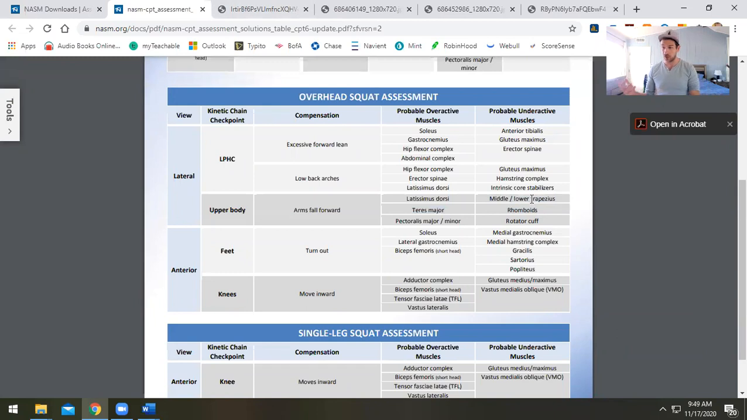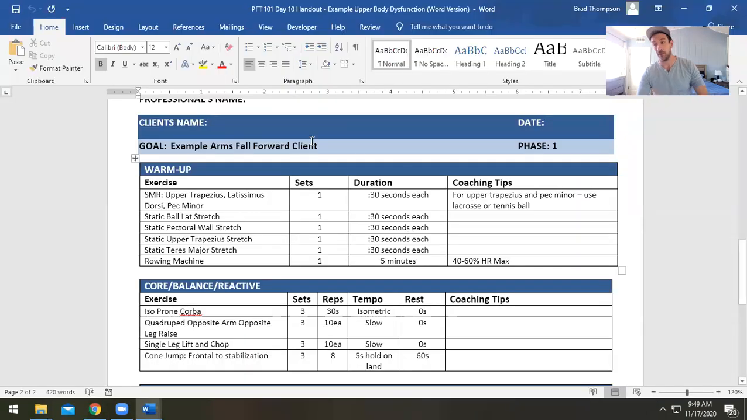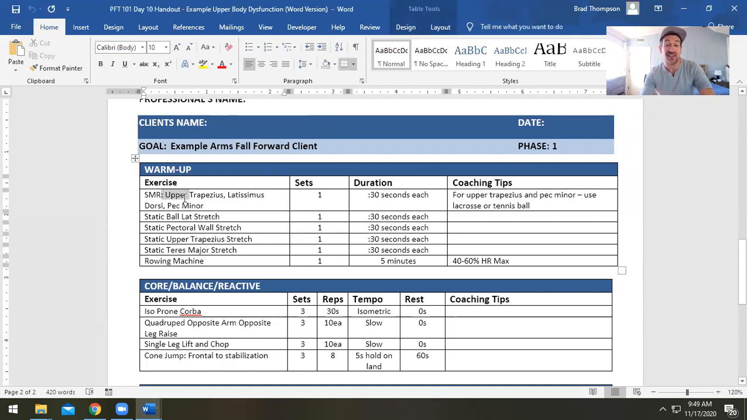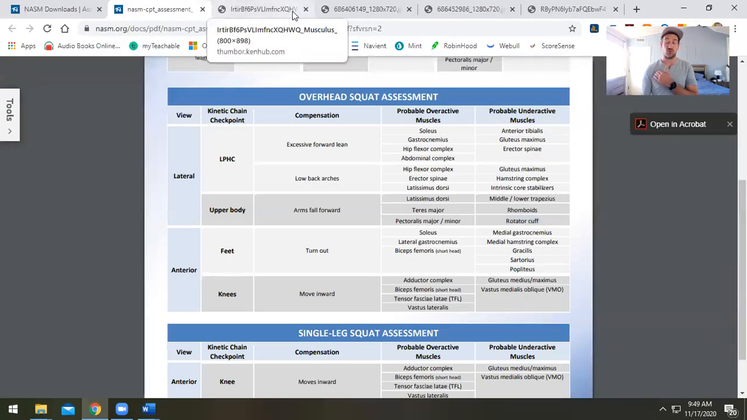So we're going to focus on building a program that is majorly all about pinching those shoulder blades back and all about doing external rotation. So in our warm-up for a client whose arms fall forward, we are going to do foam SMR for the upper trapezius. Now you'll notice here it says for the upper, and actually we're going to also SMR the pec minor. For the upper trapezius and the pec minor, you are going to want to use a lacrosse ball or a tennis ball. So the pec minor is located right here.